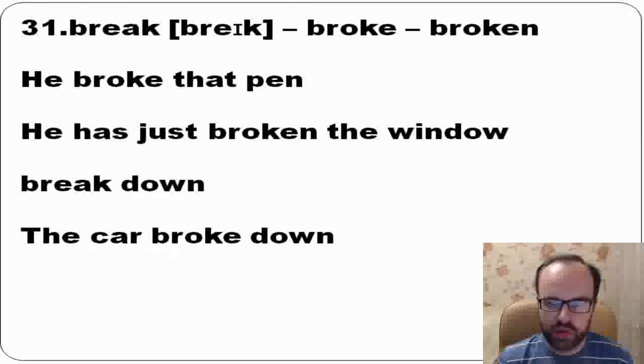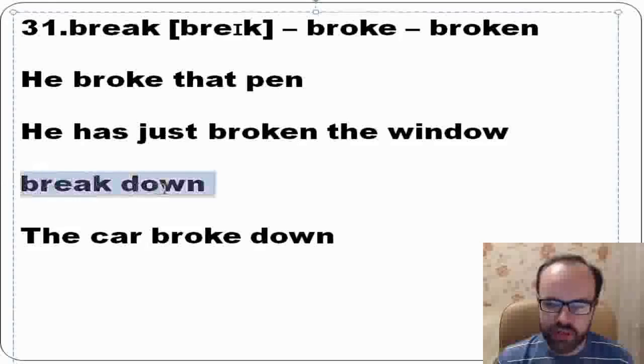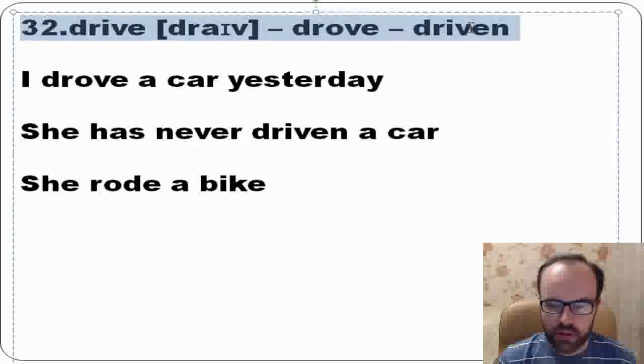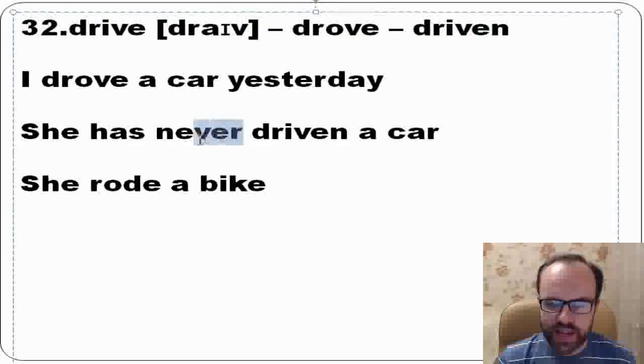Break, broke, broken. He broke that pen. He has just broken the window. And break down, we often use this phrasal verb talking about cars. The car broke down. Well, so drive, drove, driven. I drove a car yesterday. She has never driven a car. She rode a bike.